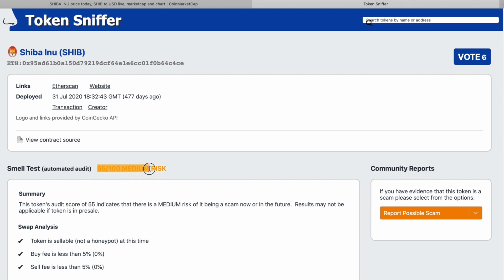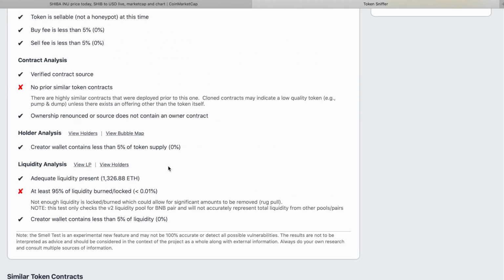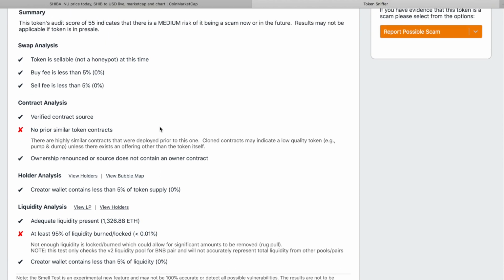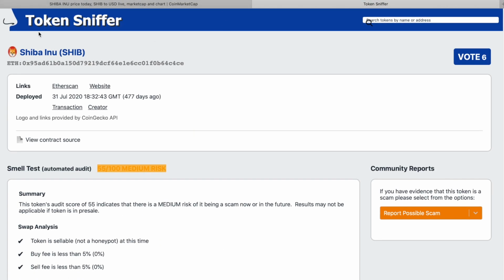We all know that Shiba Inu was a very good investment. So in the beginning, when they started, it probably would have been good to have a website like this, check out the token, see if it's a good investment or not, and you probably would have invested. And maybe today you would have had a lot of money if you invested at the right time. So it's quite important to do a bit of research about all the tokens that are newly listed on exchanges.